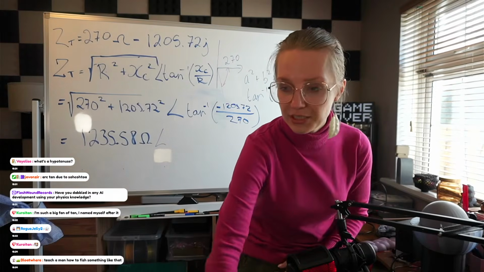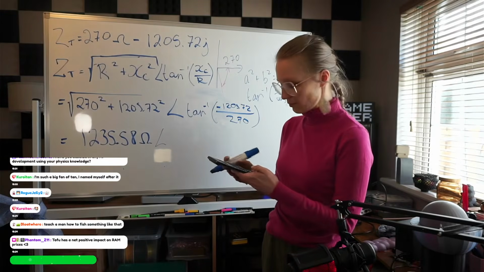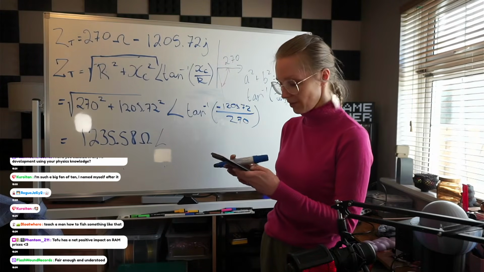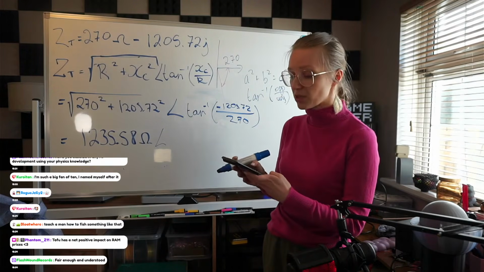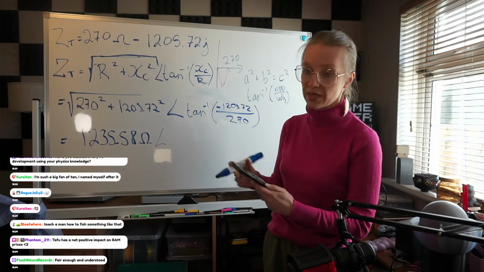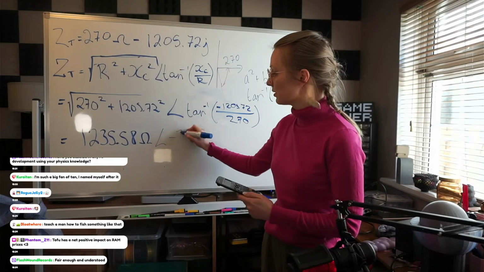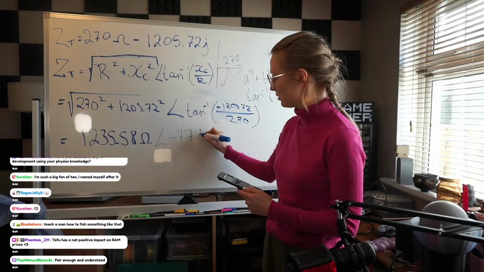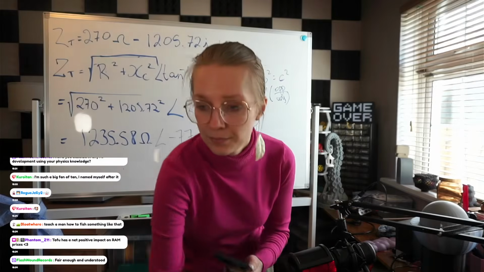And in your calculators then, arctan minus 1205.72 all divided by 270. And because we kept track of the minus sign, we'll get a minus sign. But if you use a classical equation, that's usually used for a capacitor, you would still get the same answer.